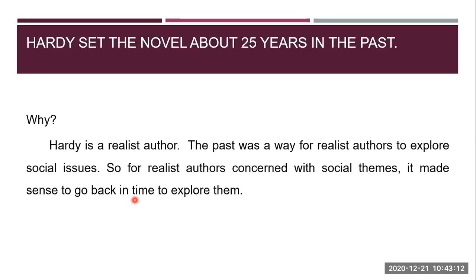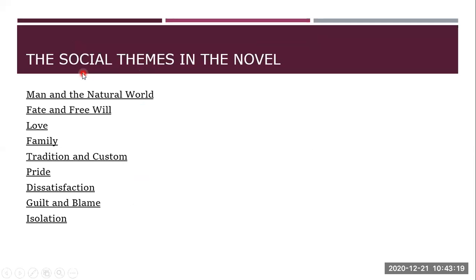But what are these social issues that we will meet in The Return of the Native? These are the social themes in the novel: man and the natural world, fate and free will, love, family, tradition and custom, pride, dissatisfaction, guilt and blame, isolation. Certainly, we will not study all of them. We will concentrate on two of them, because we also have characters to study, and we have imagery. In the previous lecture, we took personification. So we will not study all these themes. We will concentrate on two of them.